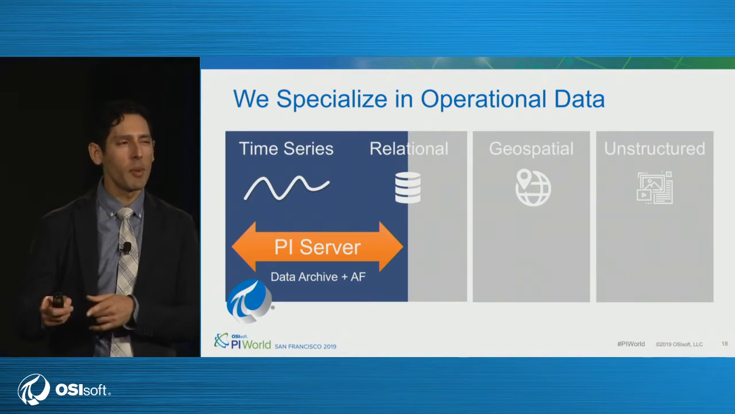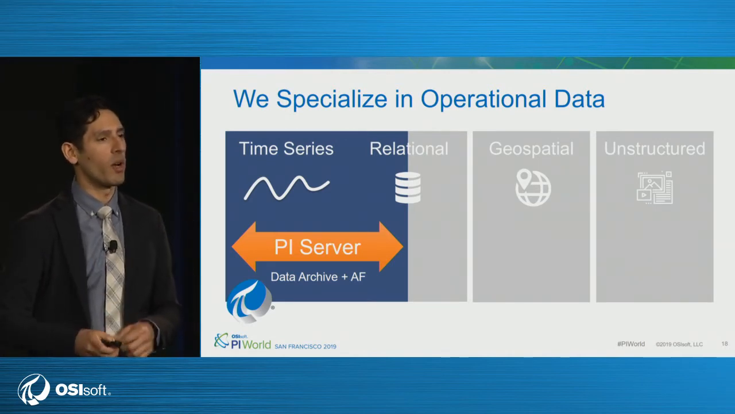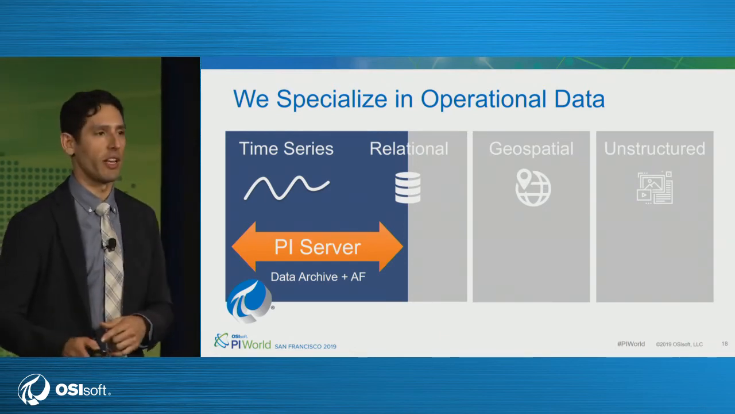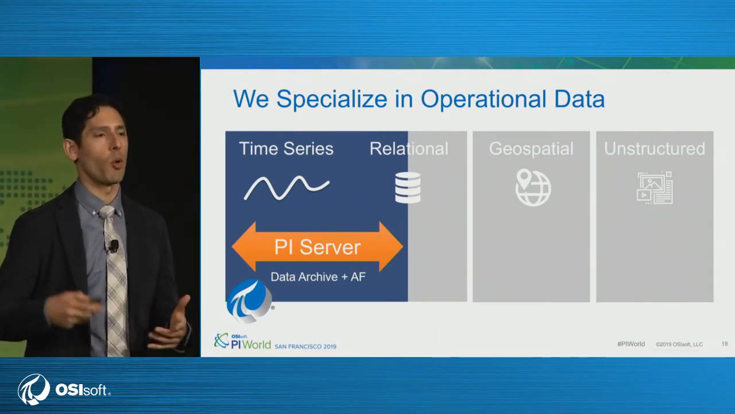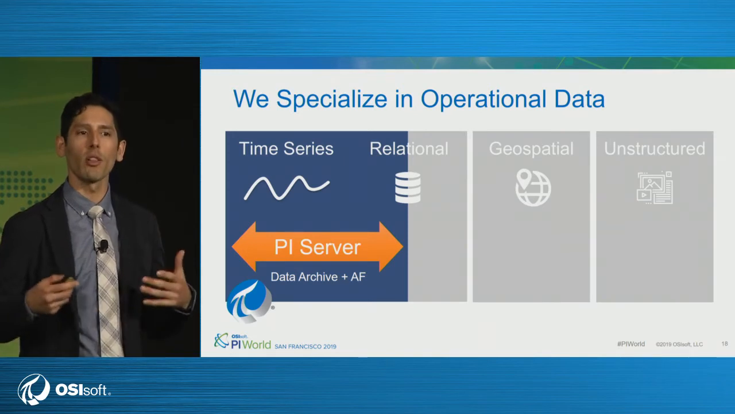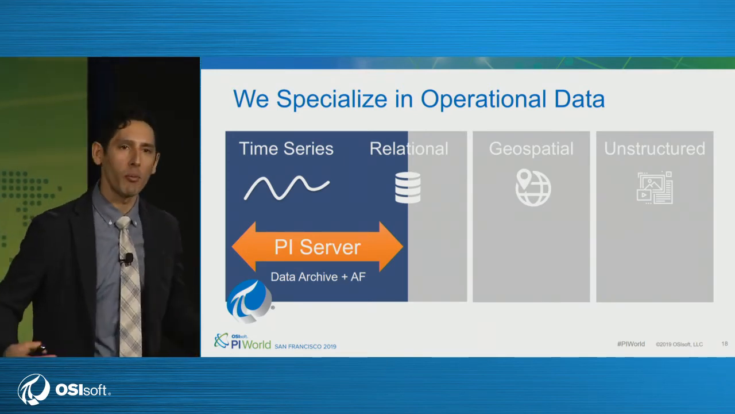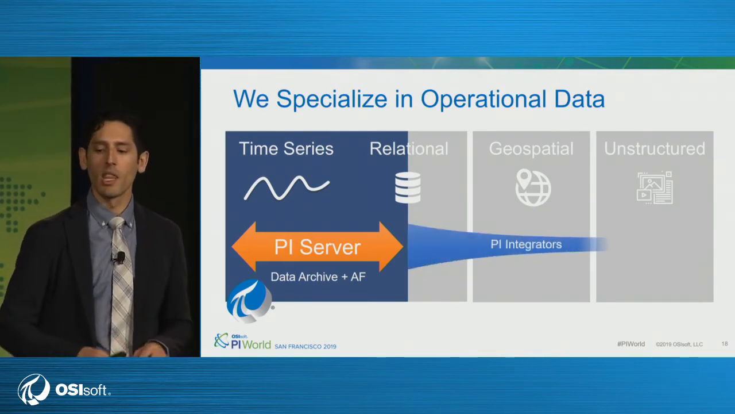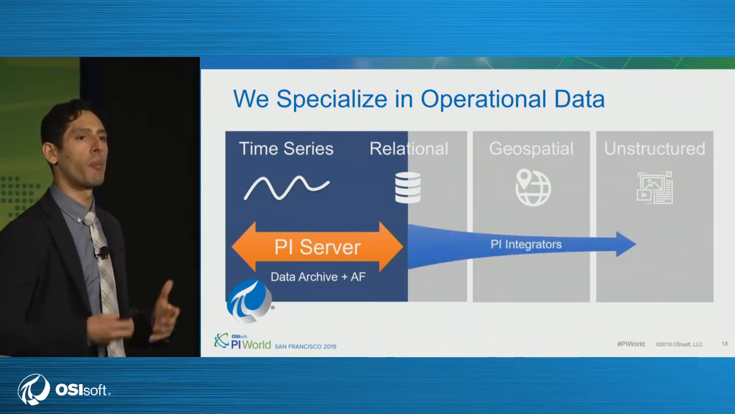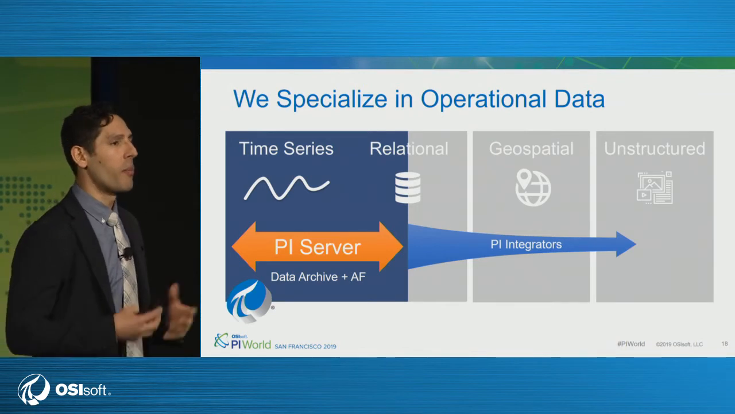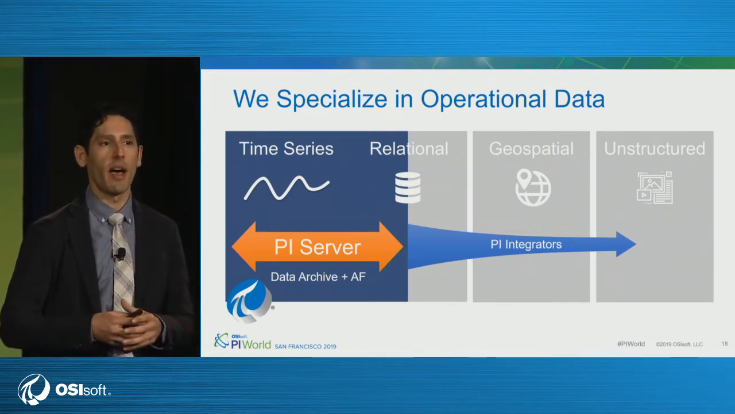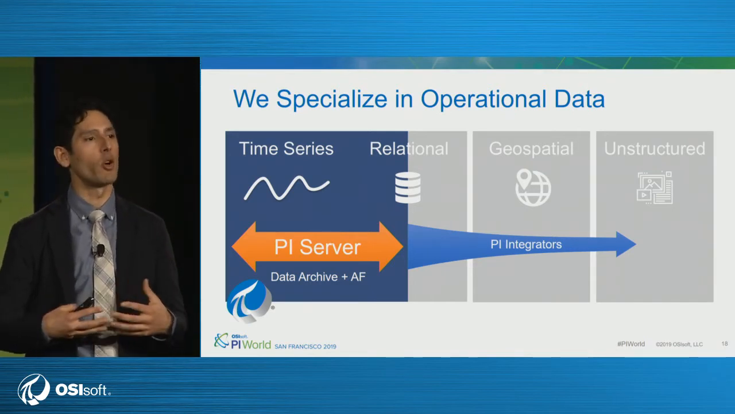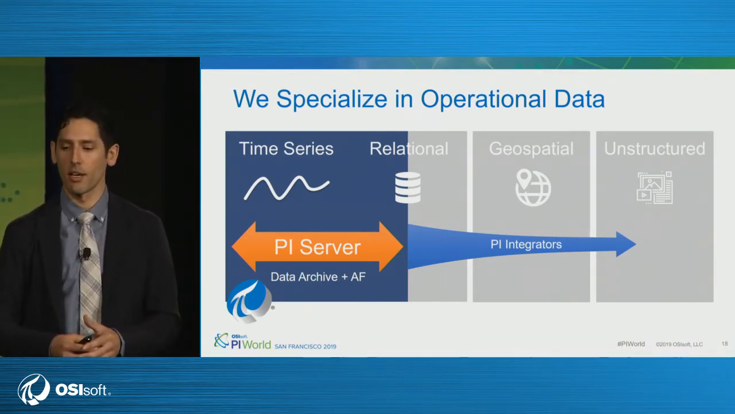I want to explain a little bit more about why we have this relational component as well, so I'll come back to that. But when it comes to geospatial and unstructured data, you typically don't store maps or photos in the PI System, but there are lots of use cases where it makes sense to combine operational data with a map or with a set of unstructured data. The way we do that is with our technology that we call PI Integrators. The PI Integrators are just one of the technologies we have that make it easy to get data out of the PI System and combine it with a different data set or a different tool that's not made by OSIsoft.